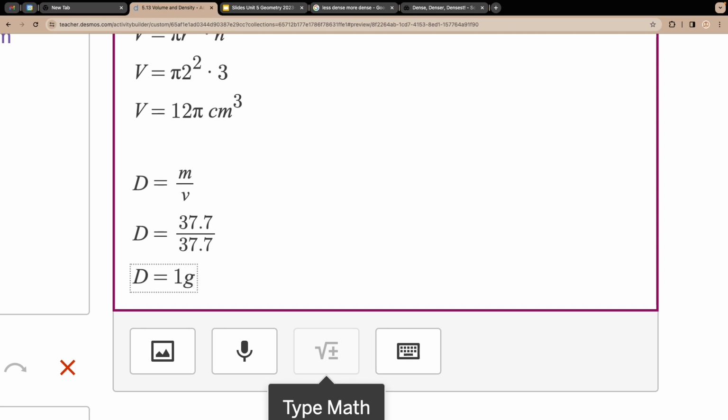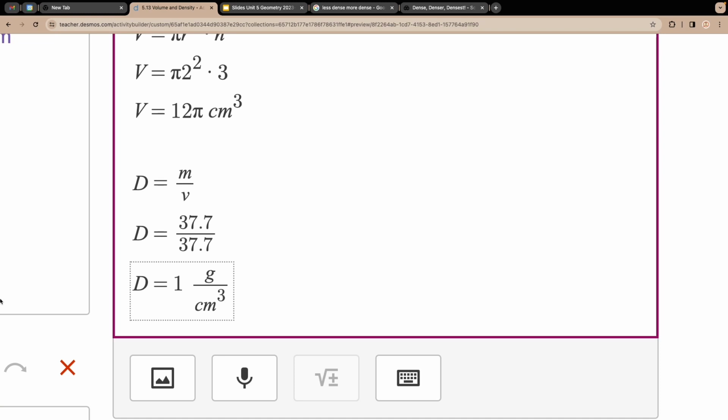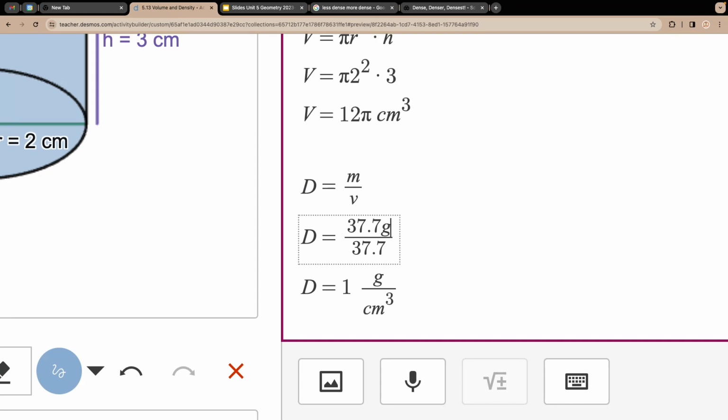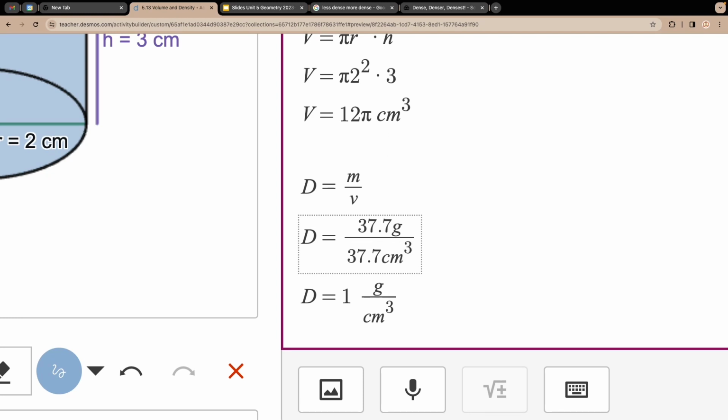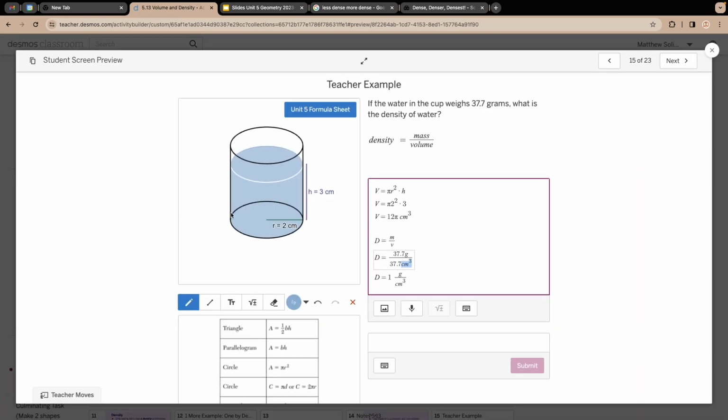The units are grams divided by centimeters cubed. Let me show you where this comes from. If I could type, that'd be great. So we had 37 grams, that was the mass on top. And the volume was 12 times pi, which is 37 centimeters cubed. So the units are going to be grams divided by centimeters cubed. That means when we have water, every cubic centimeter is 1 gram. That's how much 1 cubic centimeter of water would weigh.